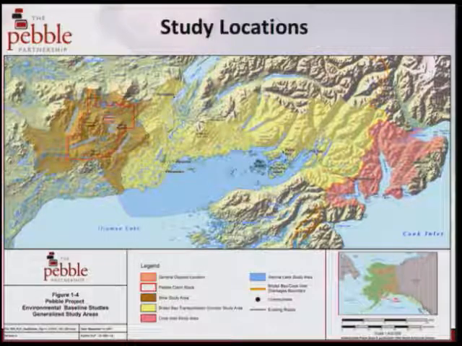It's about 250,000 acres. That area represents mostly our wetlands and vegetation and all of our hydrology and water quality studies. Things like wildlife and subsistence and cultural resources go well beyond that.